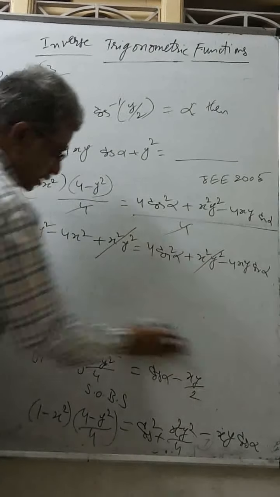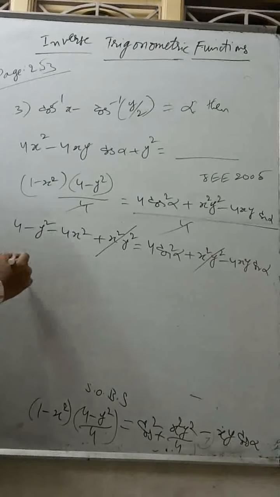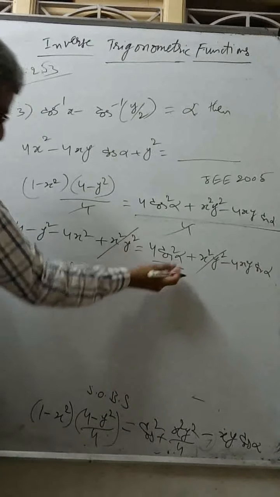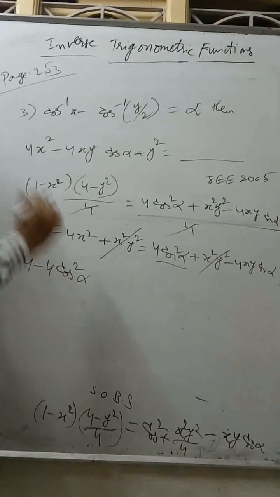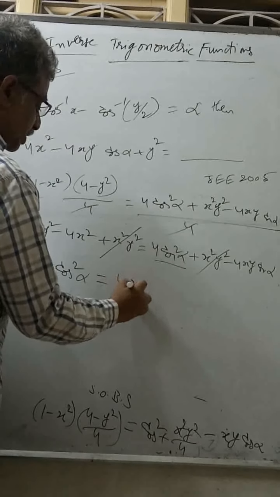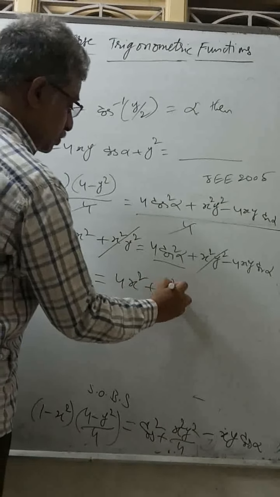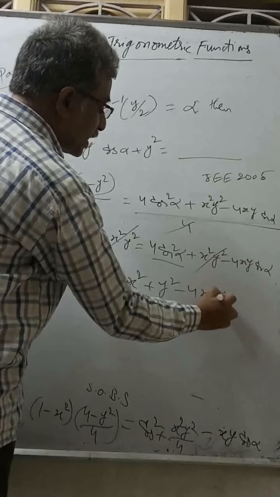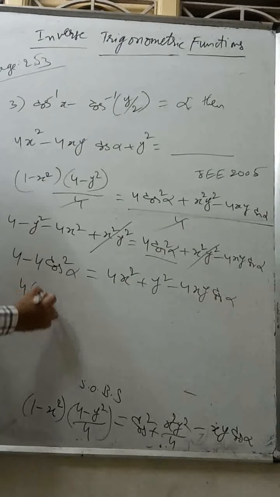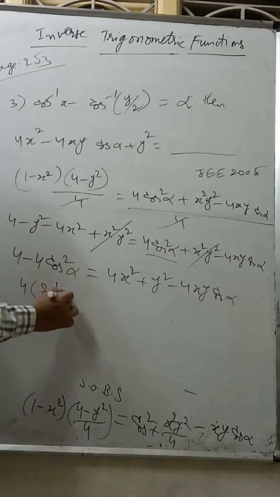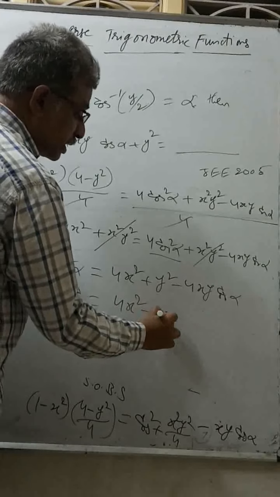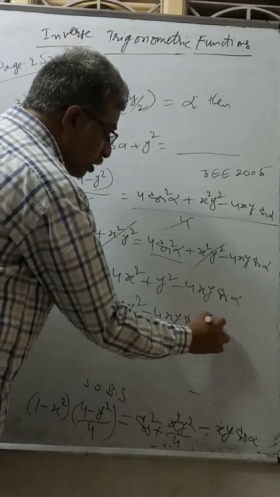So this becomes 4 minus 4 cos square alpha. I am bringing this 4 cos square to this side. So 4 minus 4 cos square alpha equals, this minus to that side becomes plus, 4x square plus y square minus 4xy cos alpha. If I take 4 common, 4 into 1 minus cos square is nothing but 4 sin square alpha equals 4x square minus 4xy cos alpha plus y square.